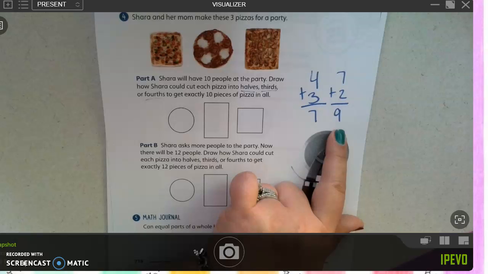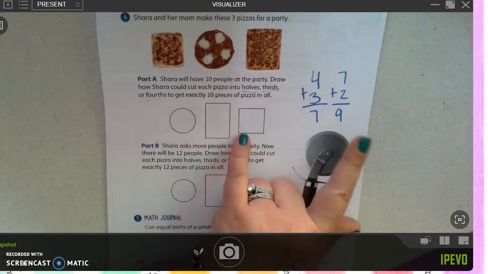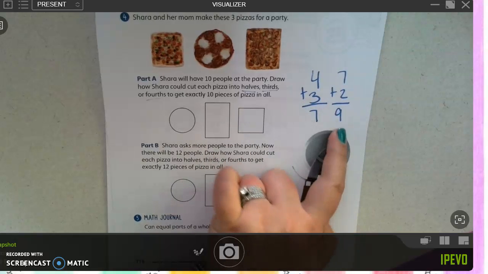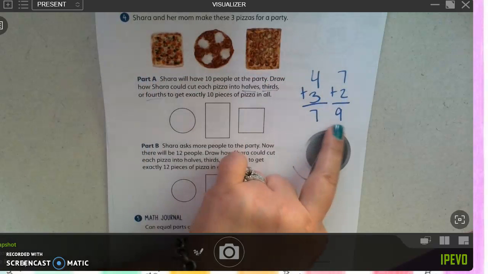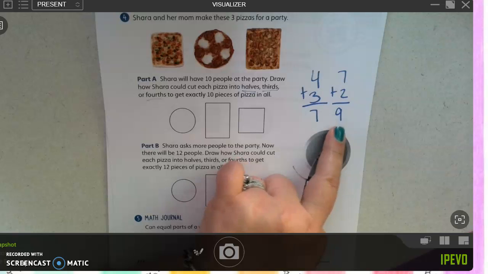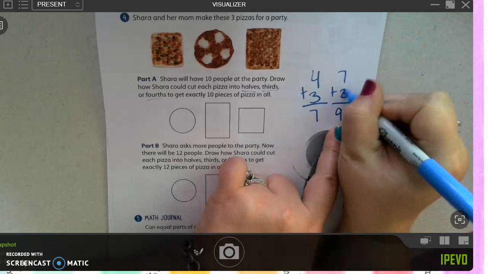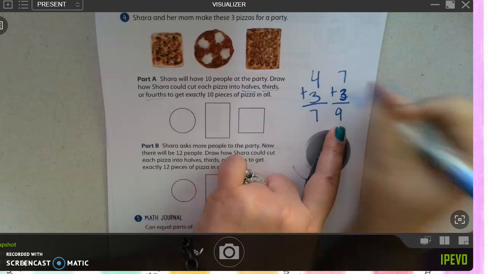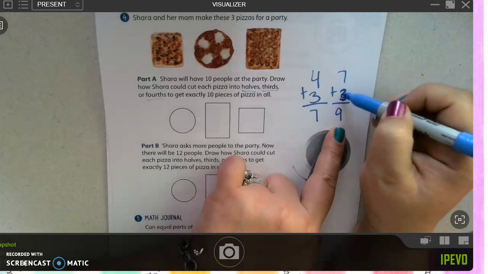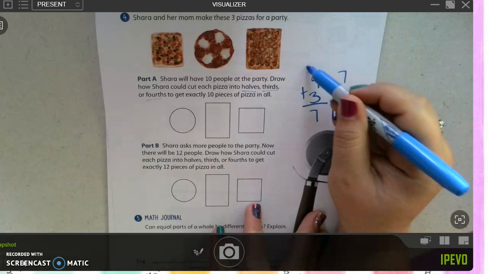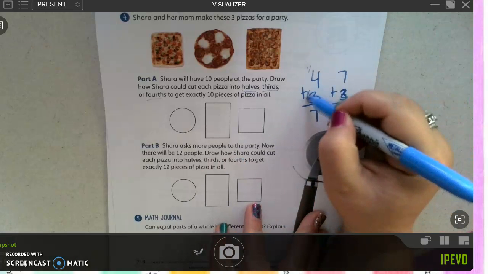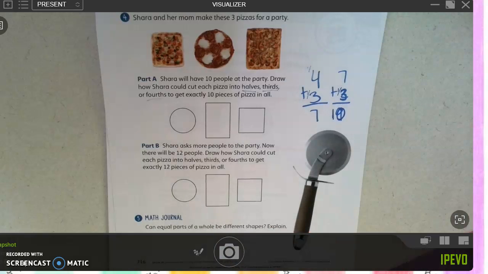Okay, so we need to figure out how we can cut these pieces of pizza. Knowing this is 1/4, 1/3, 1/2, and I'm only 1 pizza short, if I change this half to a third, right? 7 plus 3, 7, 8, 9, 10. So this tells me 1 pizza needs to be cut into 1/4, and 2 pizzas need to be cut into 1/3.